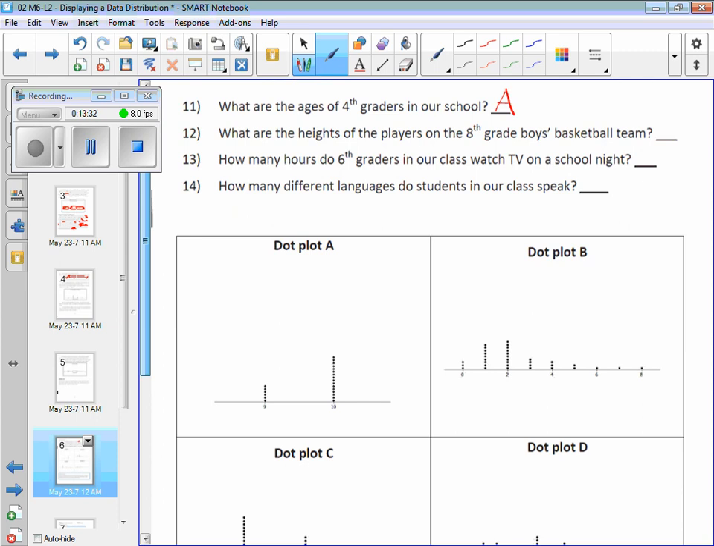Do 12 through 14 together. What are the heights of the players on the 8th grade boys basketball team? So it's in inches. So I don't know, unless they got a little miniature leprechaun playing, I'm going to say it's probably not going to be B or C. So dot plot D, right? In inches, that's about within that 4 to 5 foot range. So I'm going D here.